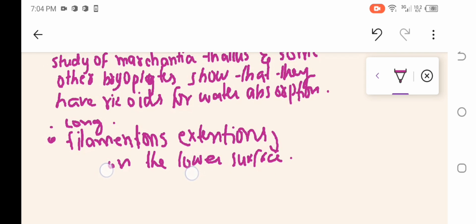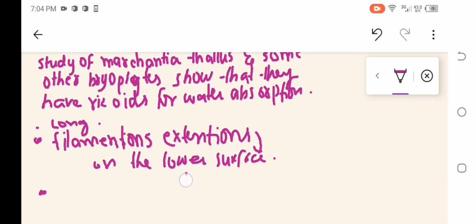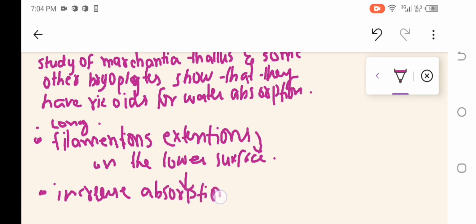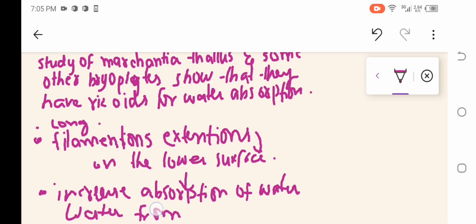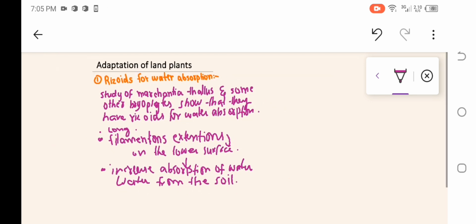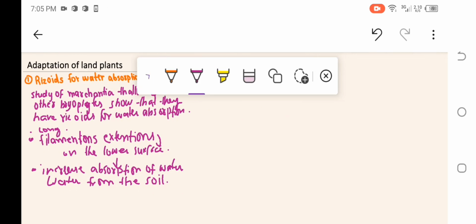You might be thinking why they are present on the lower surface of the thallus. Because they greatly increase the surface for water absorption from the soil. What do these filamentous extensions on the lower surface do? They increase the absorption of water from the soil. Okay, I hope this first adaptation, rhizoids for water absorption, is clear.